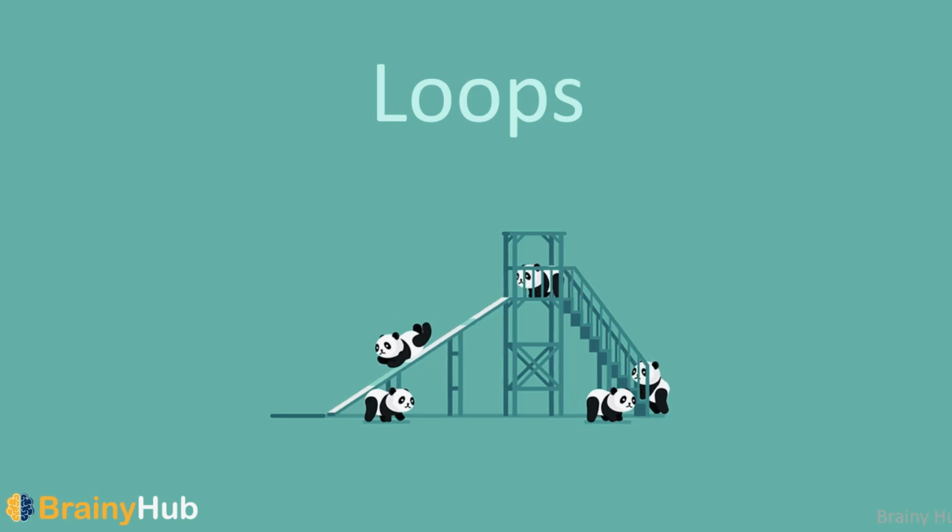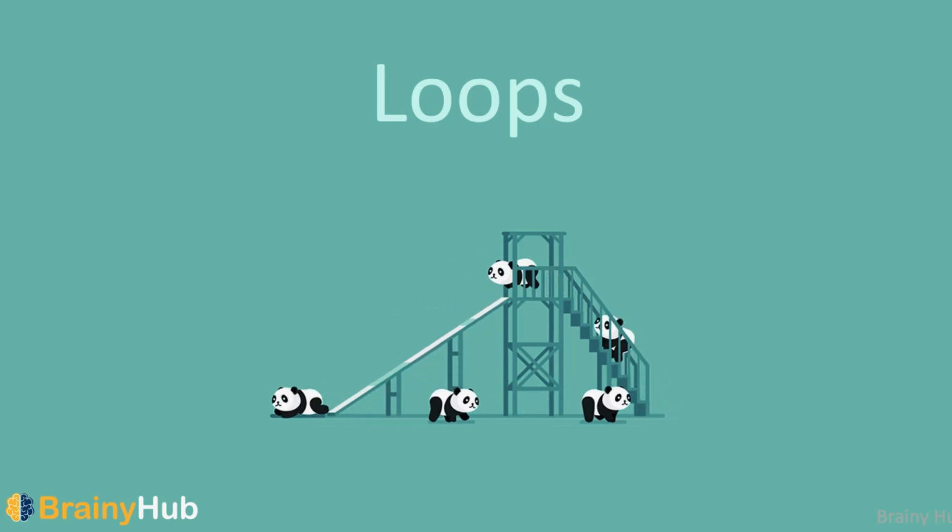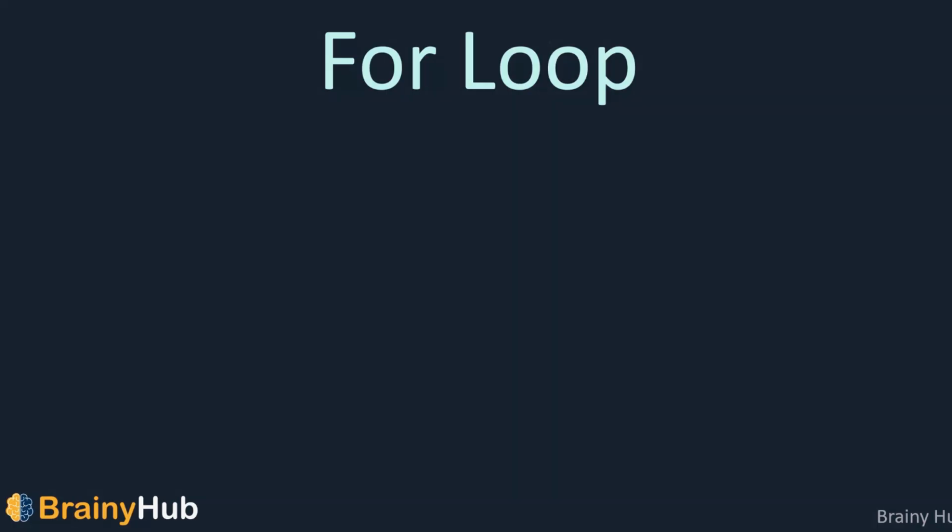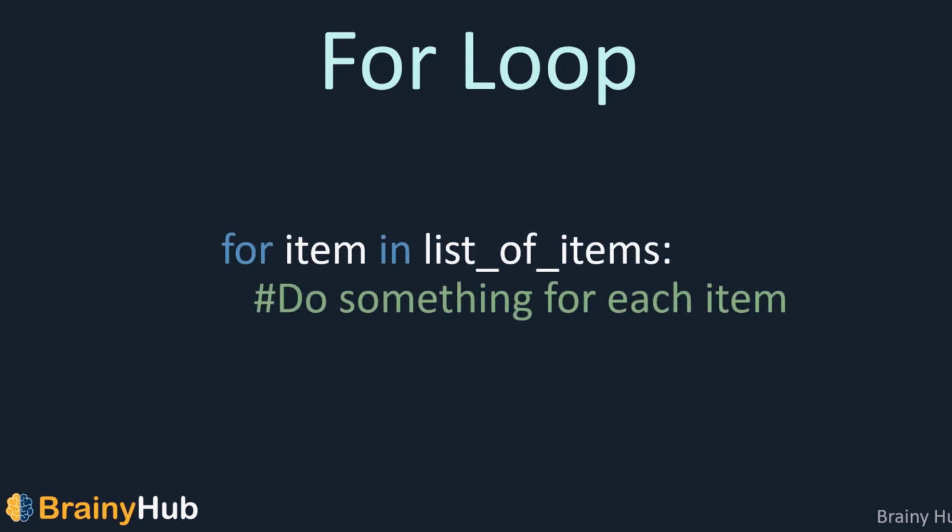In this lesson, we are going to be looking at for loops. A loop is something that has to be repeated over and over again for a certain amount of time. In Python, a loop looks something like this. As you can see in here, we are looping through a list of items and we are storing every single item of that list in a variable named item, and then we are doing something for each of those items.